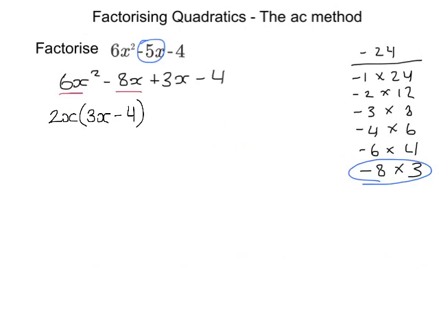And now I'm going to look at my second two terms. I've got 3x minus 4. We've got no common factor there, so we can say it is one lot of 3x minus 4. So now we can rewrite this as 2x plus 1 lots of 3x minus 4.